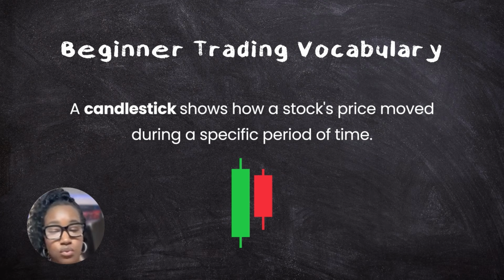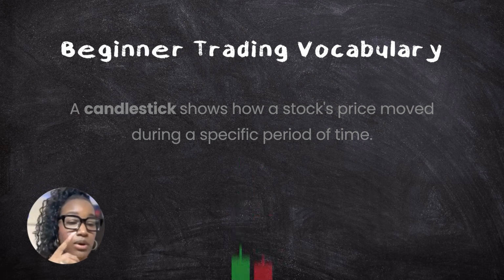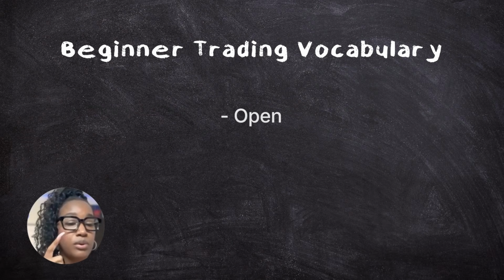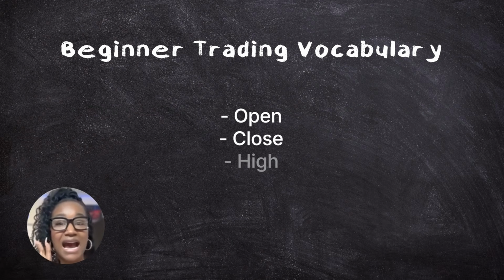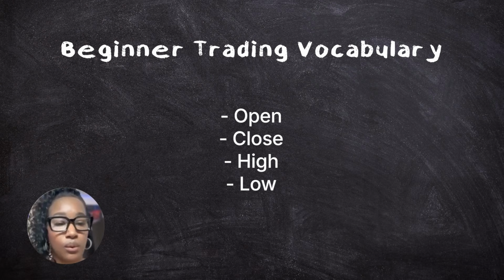It doesn't matter if it's a red candle or a green candle. They're all going to give us those 4 data points. This is what it's giving us. It's giving us the open, the close, the high, and the low.